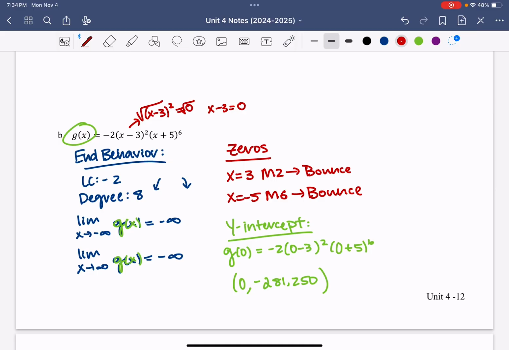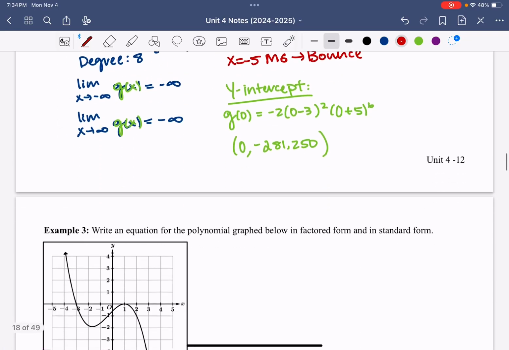All right. Do we want to graph it? Just kidding. Well, that's what we're going to do next. Let's go ahead and turn our page.